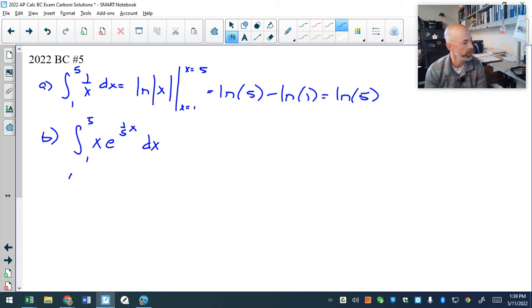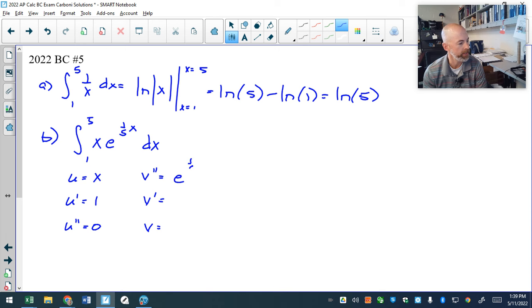This is a parts problem, and we can use the tabular method on this one. So I like to set up my parts problems this way. Some teachers like to set them up different ways. There's a reason I started at V double prime, and that is because as I choose my U, it will take the second derivative of U to take it down to 0. Therefore, I like to start with the second derivative of V up here, and it would be e to the 1/5 x. Technically, the dx is part of it. I usually don't write that. The first antiderivative would be e to the 1/5 x divided by 1/5, or 5e to the 1/5 x. The next antiderivative would be 25e to the 1/5 x.